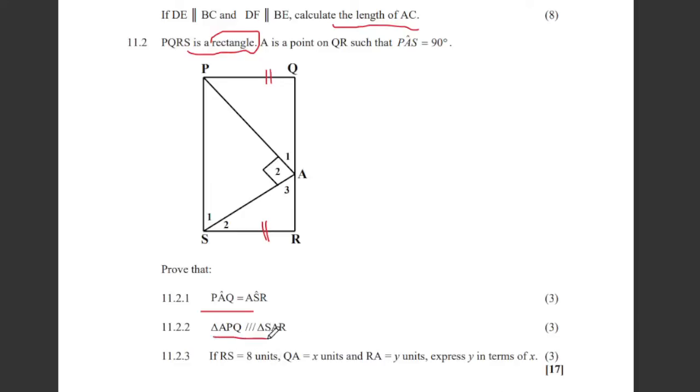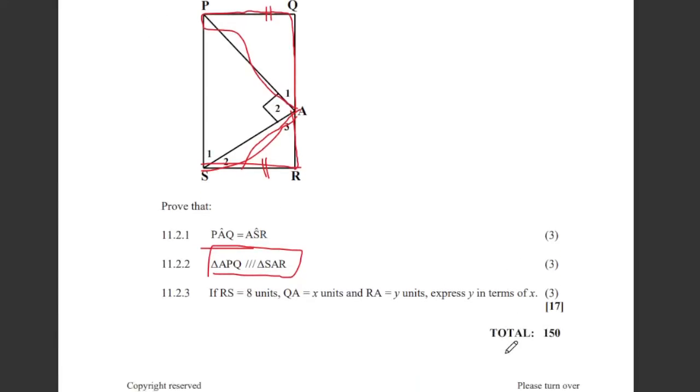Then can you prove that this triangle is similar to that? So look for the basics. The triangles that they're talking about are APQ. Okay, this triangle. And then which one? AR. Okay, so this one. You just need to prove that those two triangles are similar.